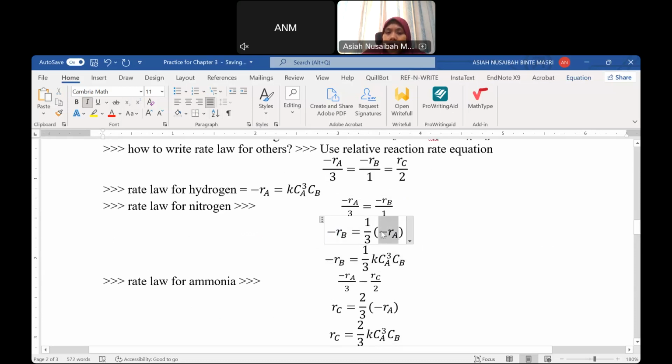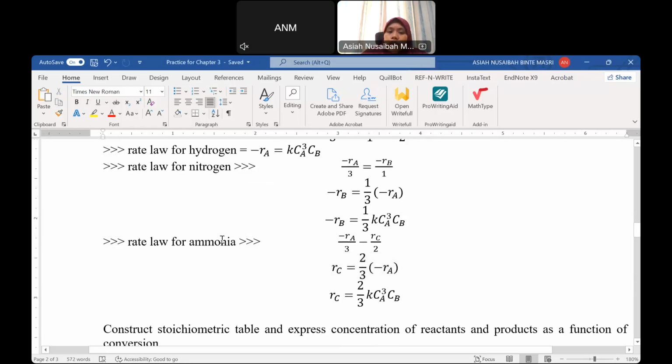We know that minus Ra is equal to K Ca^3 Cb. Then we directly put, so we get minus Rb is equal to 1 per 3 K Ca^3 Cb. Okay, so that settles the rate law for nitrogen. In case they ask for it, you are already prepared with the answer.